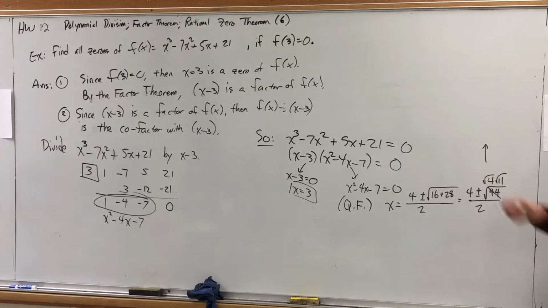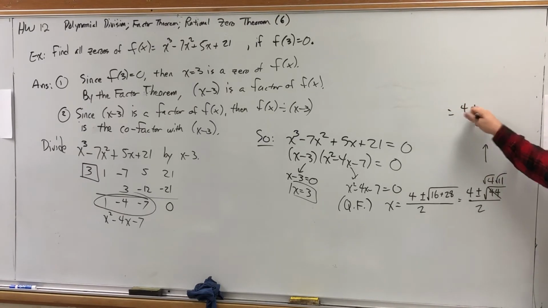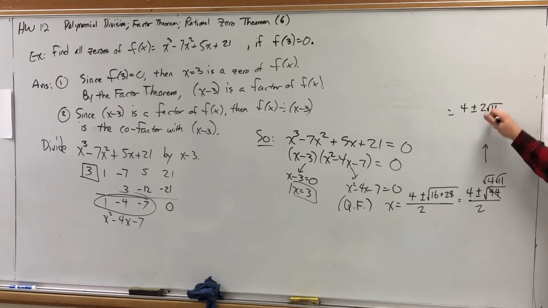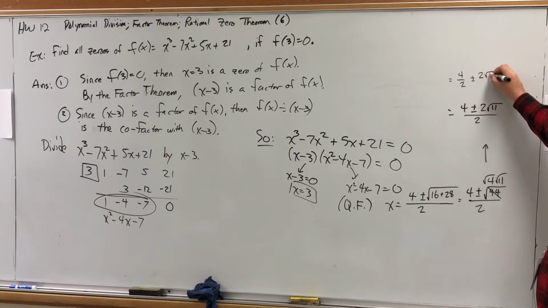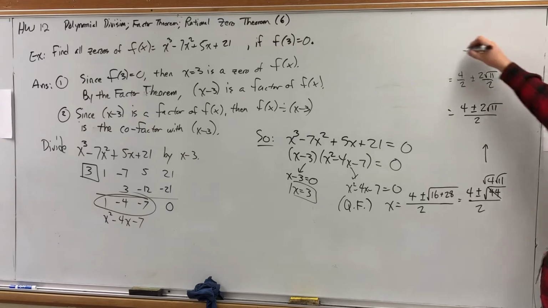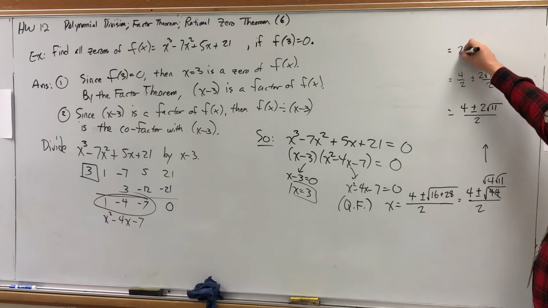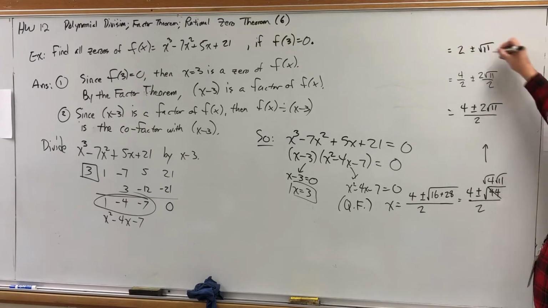So the square root of 4 times the square root of 11. Let's move the answer up here. So 4 plus or minus the square root of 4 is 2. Don't know the square root of 11. This is still all over 2. There are ways to approach reducing this. One way is to split it into 2 fractions, 4 over 2 plus or minus 2 square root of 11 over 2. And then each fraction reduces separately. 2 plus or minus square root of 11.